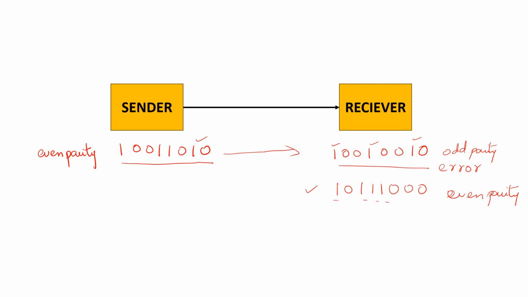So this is the disadvantage of using a single parity. In this case, an additional error detection code is needed. We will learn about that in the next video.